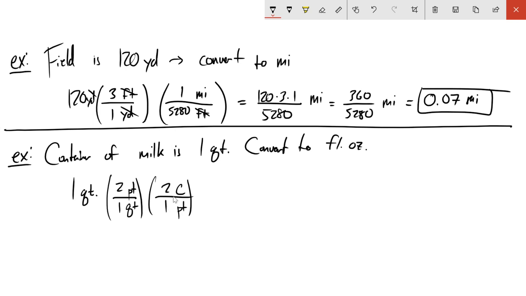So 1 pint is 2 cups. But if we stop there, we would get cups, and we don't want to stop at cups. I'm trying to get down to fluid ounces, so I'm going to get rid of cups and go to fluid ounces. And what's the conversion rate? 1 cup is 8 fluid ounces.